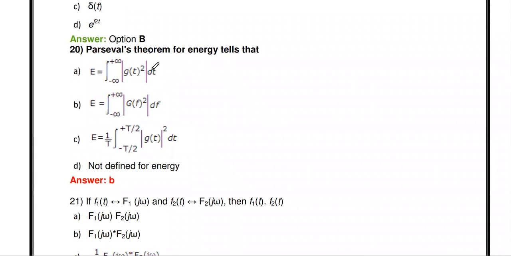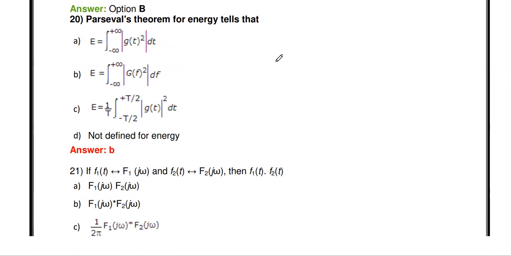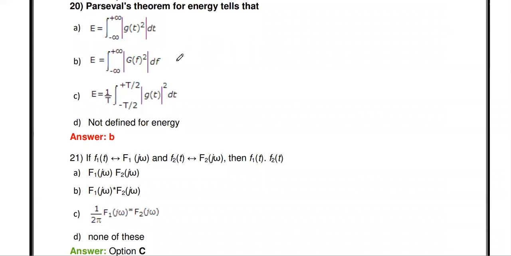Then the next question: Parseval theorem for energy tells that. Okay, so what is Parseval theorem? It gives the energy value in terms of the Fourier transform of the particular signal. It gives the relation between energy and the Fourier transform value. E equal to integration from minus infinity to infinity of g of t the whole squared into dt. This is not Parseval theorem; this is the energy formula in the time domain. E equal to integration from minus infinity to infinity of g of f the whole squared into df. Okay, this is correct, where g of f is the Fourier transform of the particular signal g of t. Energy in terms of the Fourier transform is said to be Parseval theorem. The first one is also a correct energy equation, but it is not Parseval theorem. Parseval theorem gives the energy in terms of the Fourier transform. So this one is correct.